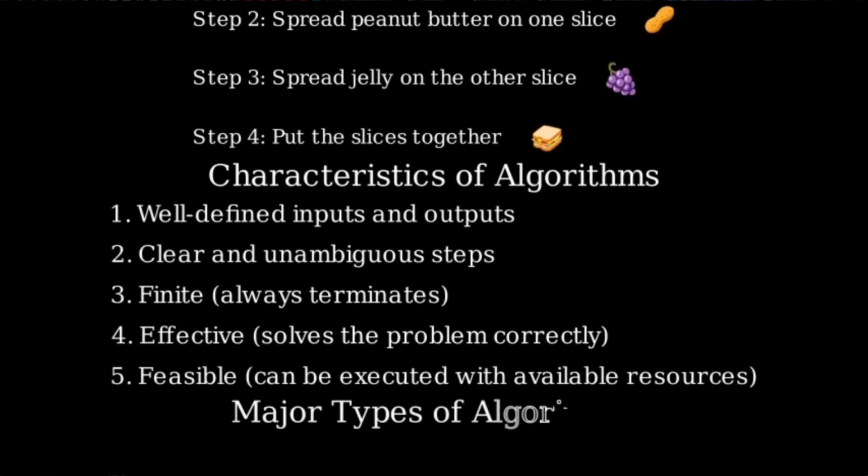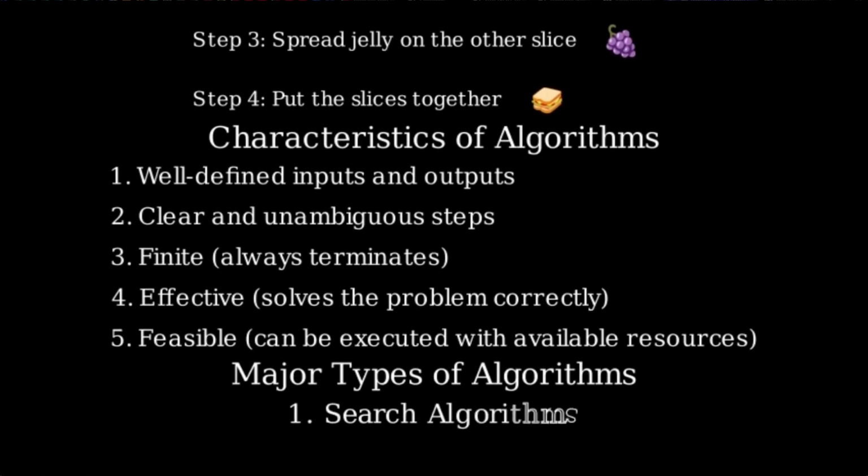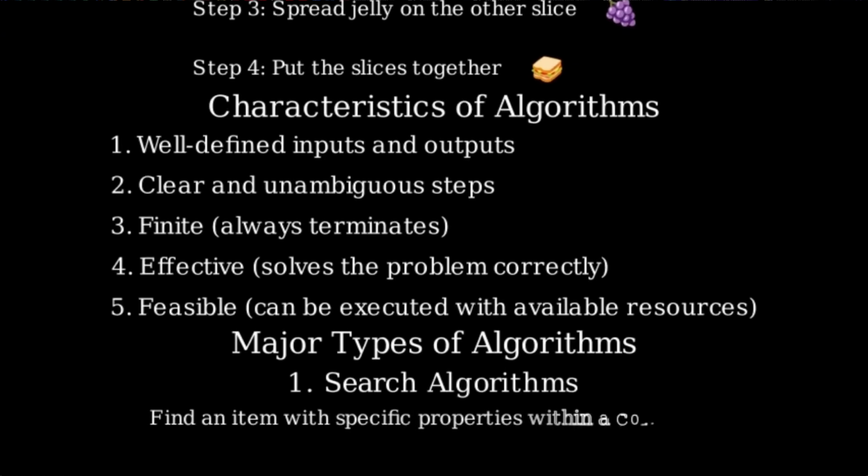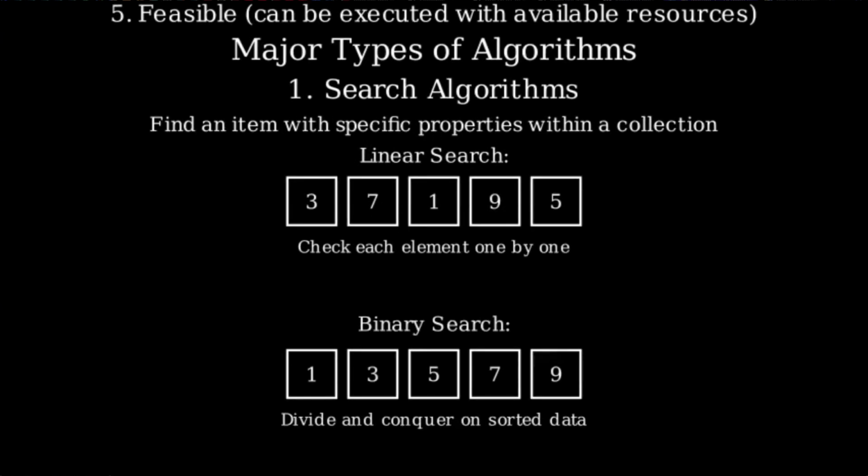Now, let's explore the main types of algorithms used in computer science and problem solving. There are several major categories based on their approach to solving problems. First, let's look at search algorithms. These algorithms are designed to find an item with specified properties within a collection of items. Common examples include linear search, where we check each item one by one, and binary search, which efficiently finds items in a sorted list by repeatedly dividing the search space in half.